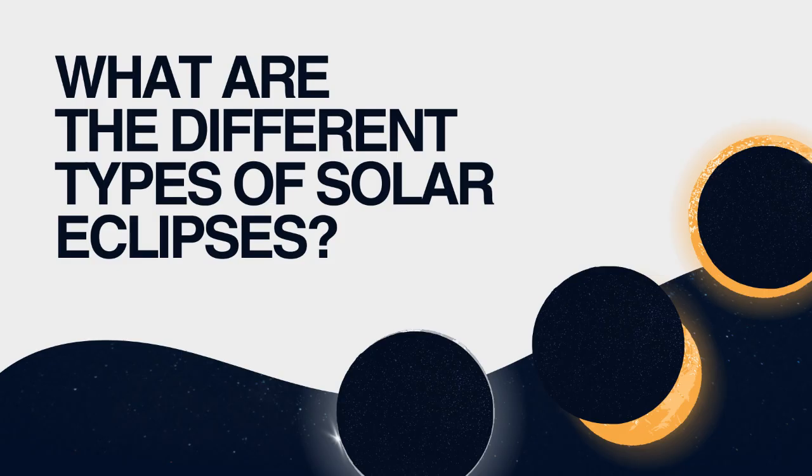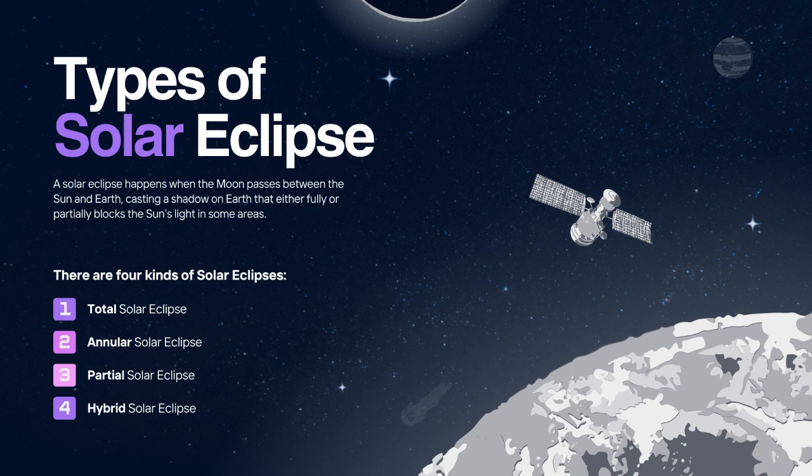What are the different types of solar eclipses? Types of solar eclipse. A solar eclipse happens when the moon passes between the sun and Earth, casting a shadow on Earth that either fully or partially blocks the sun's light in some areas. There are 4 kinds of solar eclipses. 1. Total solar eclipse. 2. Annular solar eclipse. 3. Partial solar eclipse. 4. Hybrid solar eclipse.